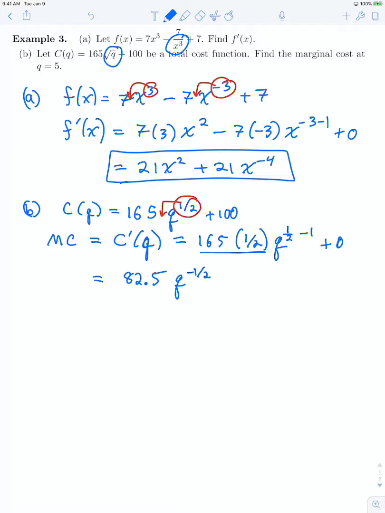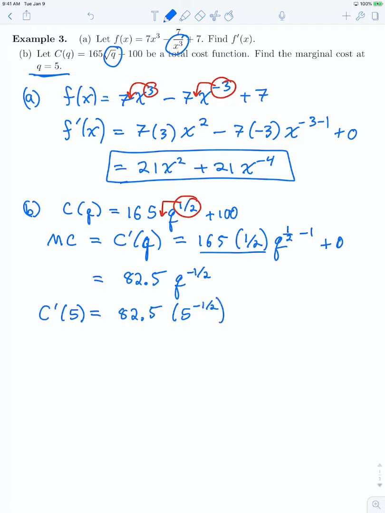So that's the derivative. If you look at the original problem, it says find the marginal cost at q equals 5. So when you have a problem like this, you should always do the derivative first and then plug in the 5. If you do it in the other order, it won't come out right. So we've done the derivative, and now we should do c prime of 5, which means plug in 5. And this is 82.5 times 5 to the negative 1/2.